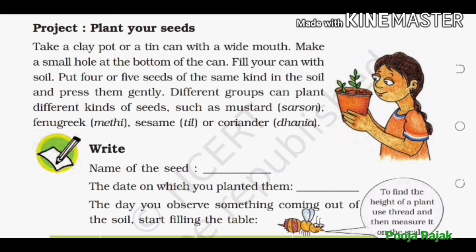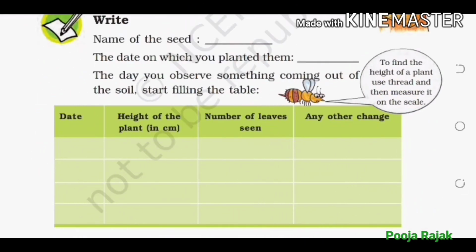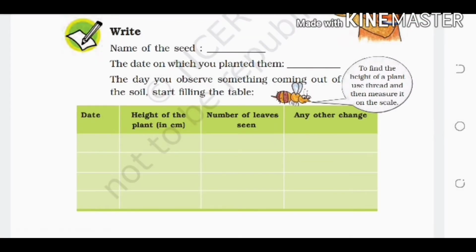Now you have to write the name of the seeds, the date on which you planted them and the day you observed something coming out of the soil. Start filling the table, okay? So now let's move on to the next slide. In this experiment, you have to write the name of the seed, the date on which I have planted them, okay? Suppose if I am taking mustard seed and I have planted it on the first day, then I will observe the plant from the 8th day or 7th day, okay?